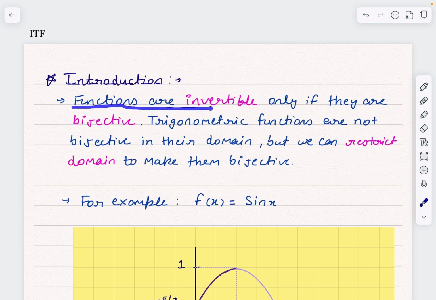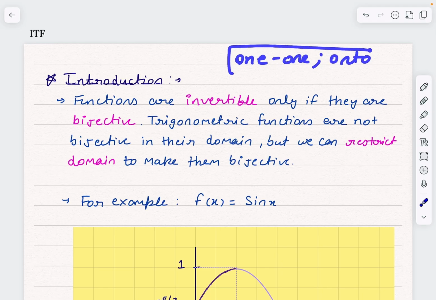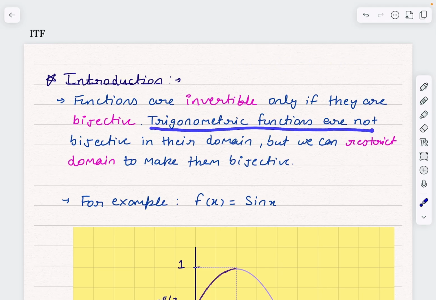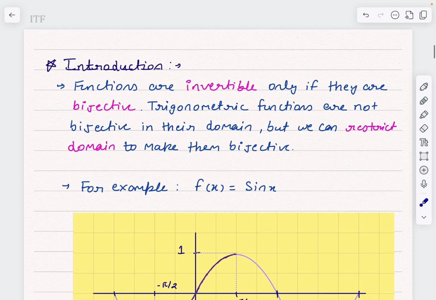Functions are invertible only if they are bijective. I hope you understand bijective, one-one and onto. We discuss all these things in detail in the functions chapter. Now, trigonometric functions are not bijective in their domain, but we can restrict the domain to make them bijective. What do I mean by that?